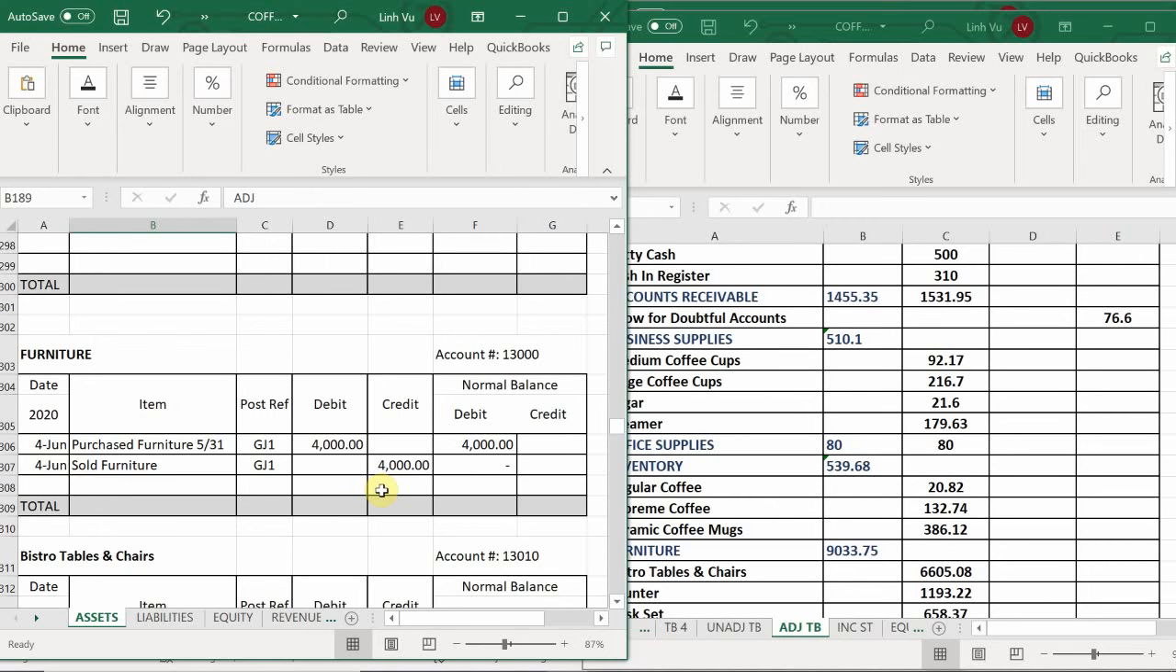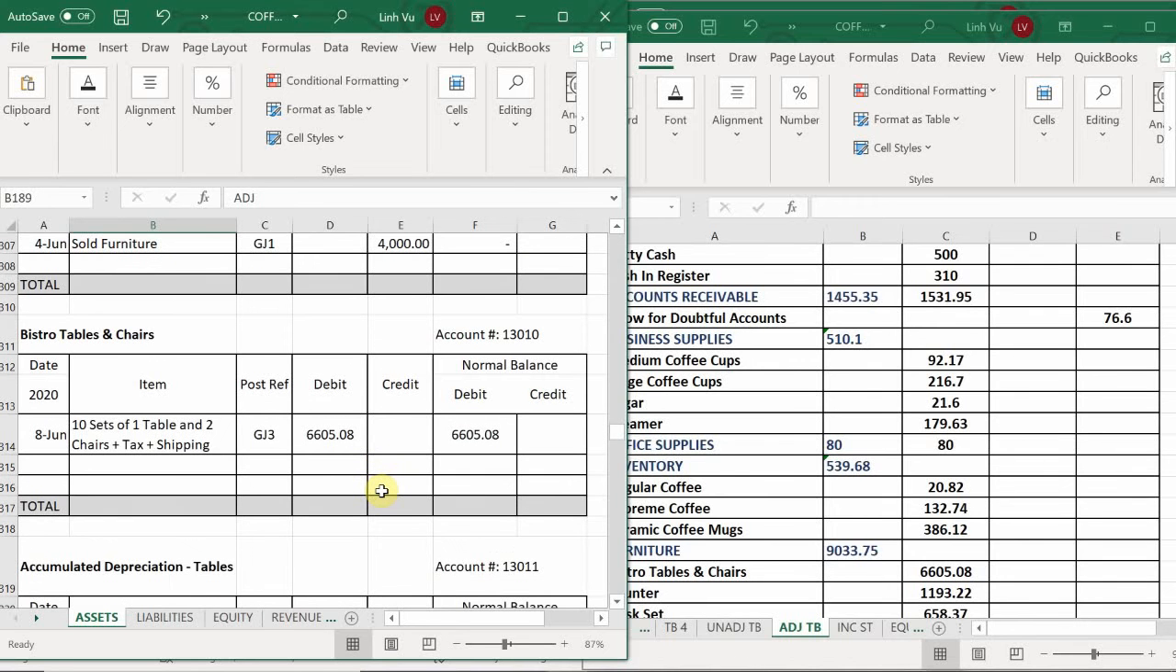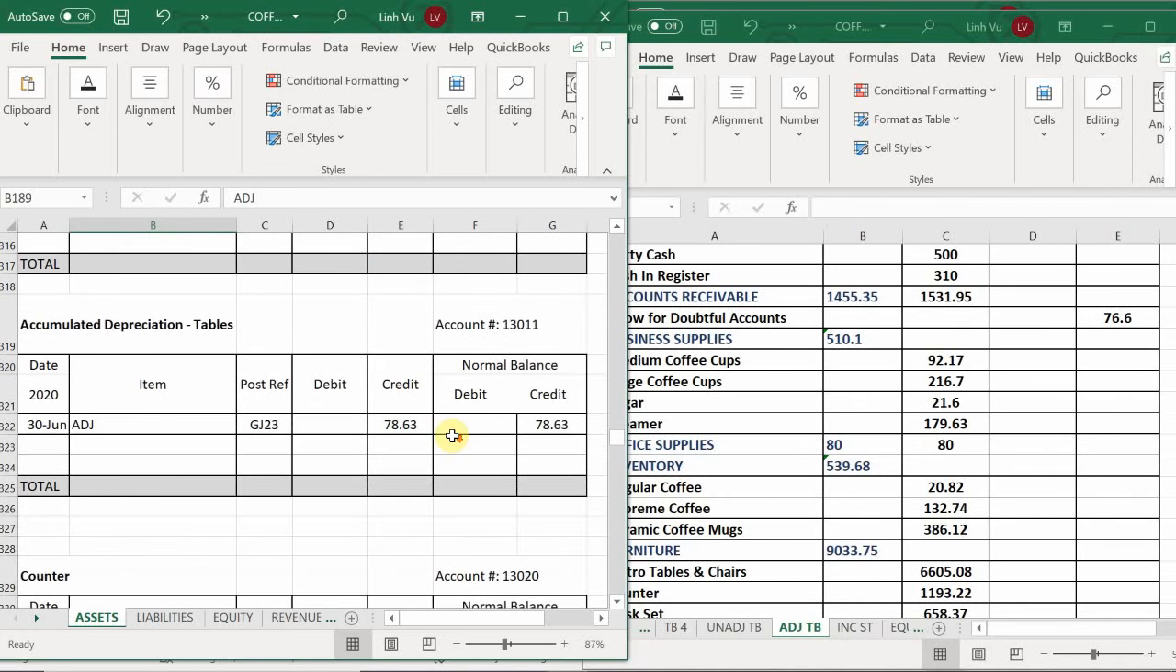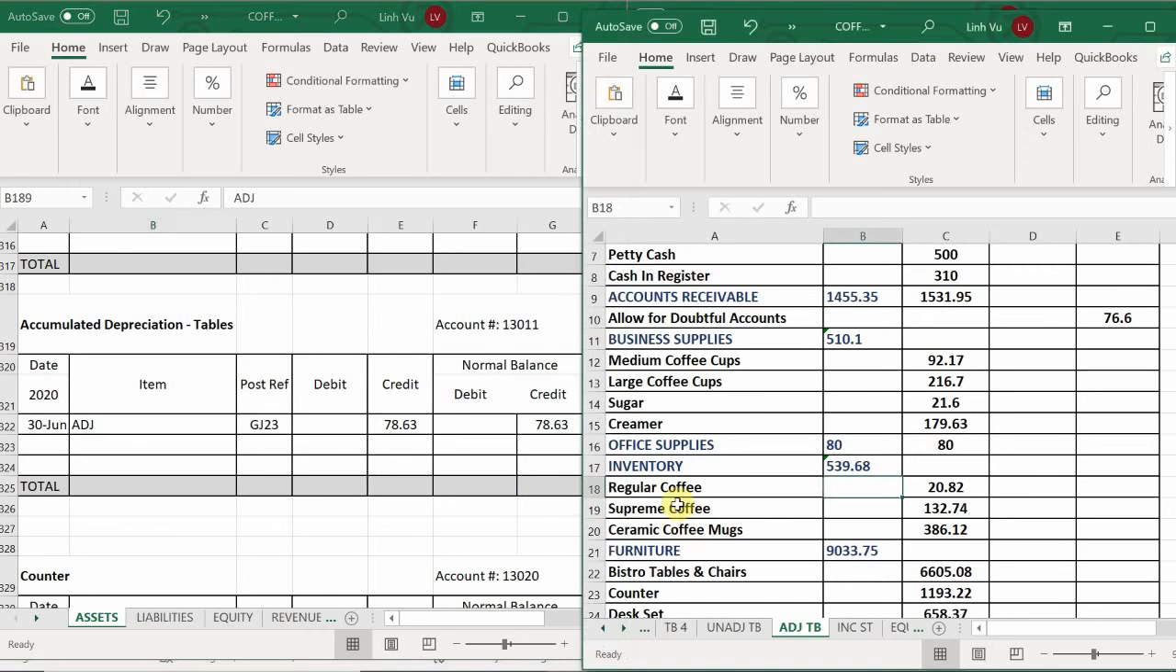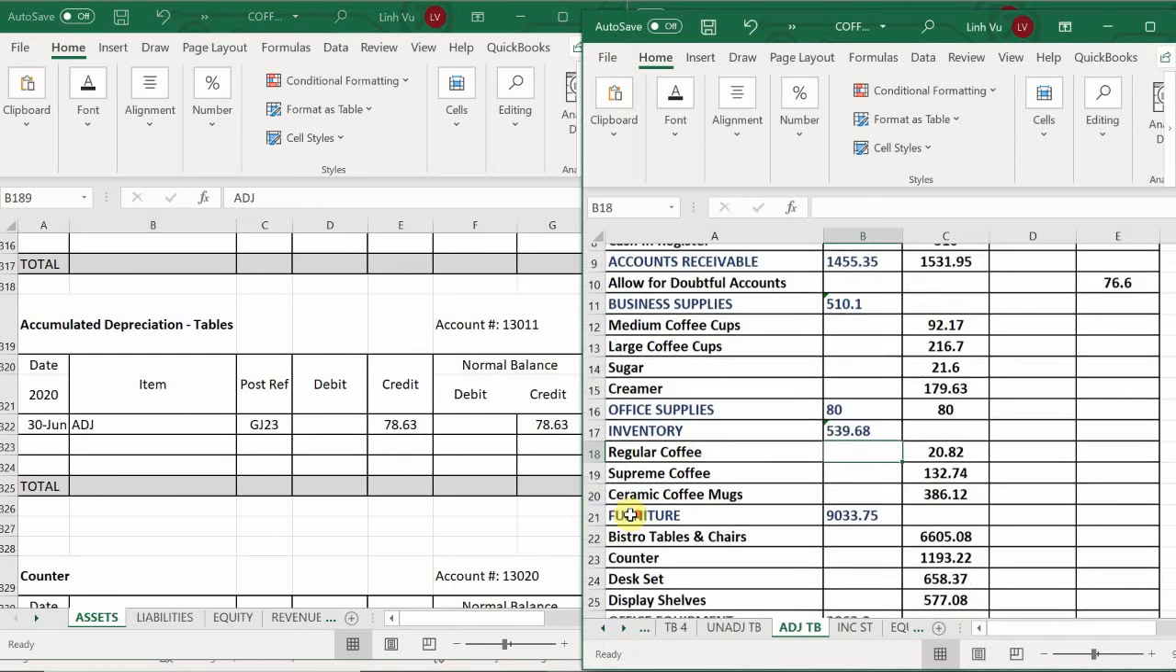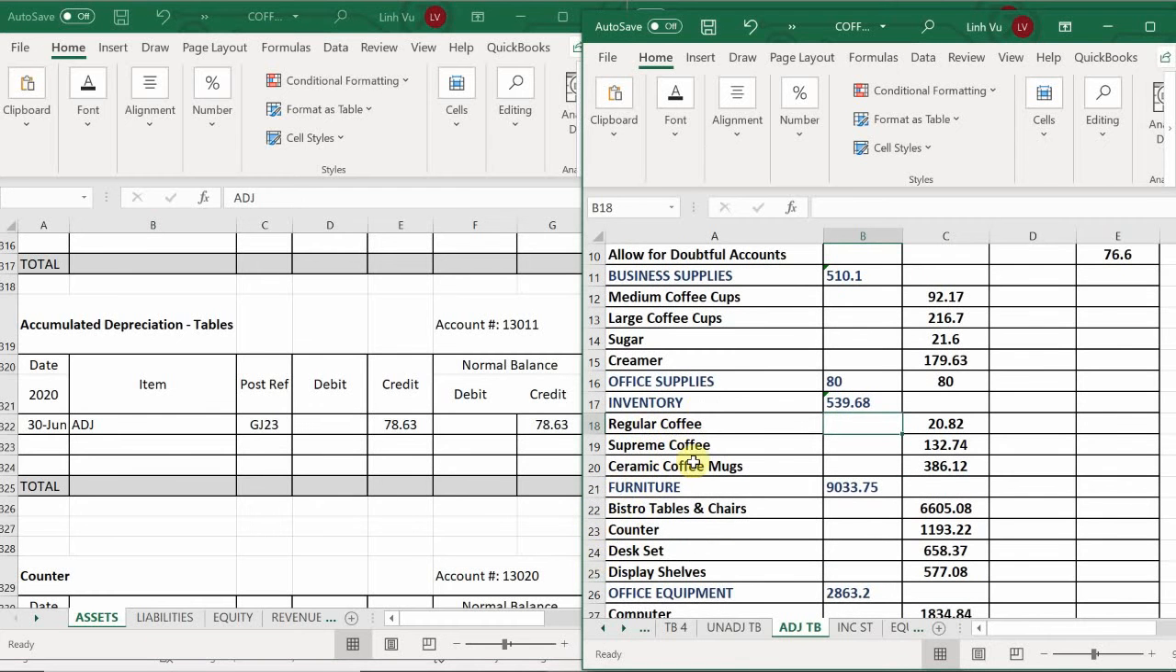Let's see. Next is furniture. Okay. So let's see our furniture. What do we have here? We have the same 6,605. However, what do we have to do now? We have accumulated depreciation. Okay, so that means you have to list it out under every single one.